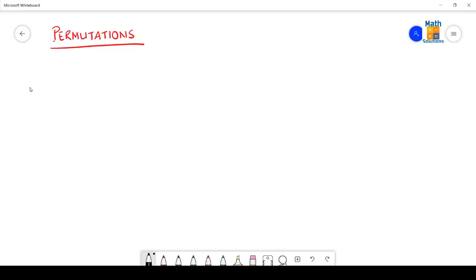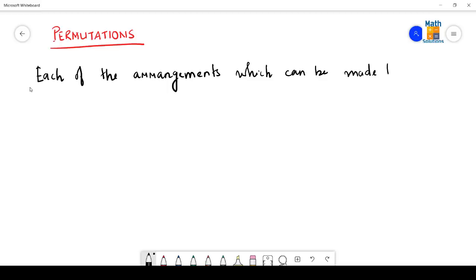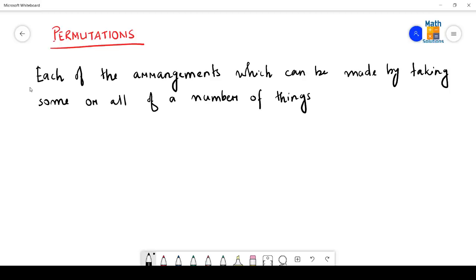Each of the arrangements which can be made by taking some or all of a number of things is called a permutation. So this is the definition of permutation.